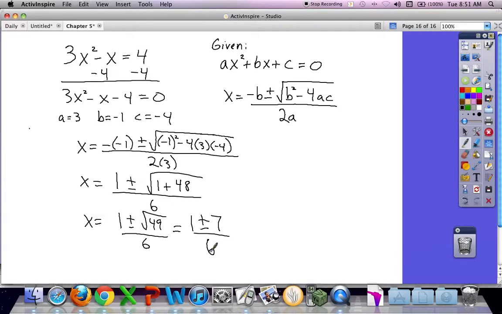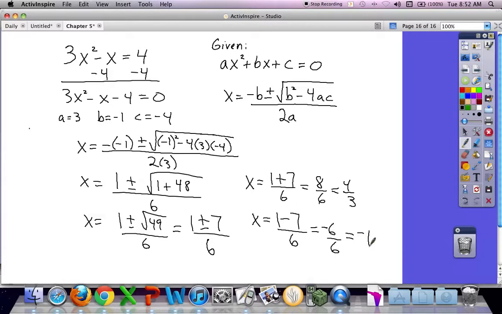So here's our two answers. One answer will be x equals 1 plus 7 divided by 6. The other answer will be 1 minus 7 divided by 6. That's what this plus or minus means here. We're going to do this calculation twice. In the first case, that makes 8 over 6, which is 4/3. In the second case, that makes -6 over 6, which is -1.